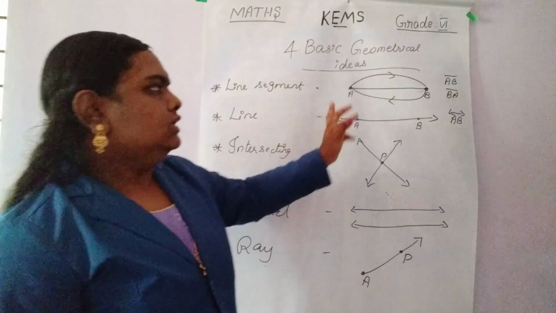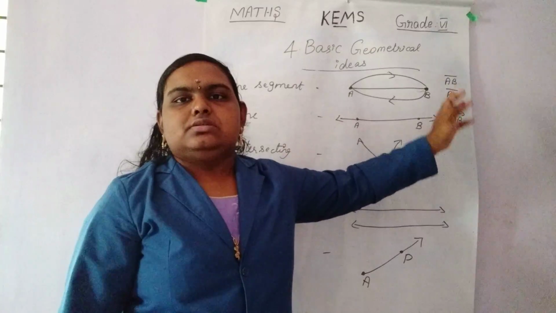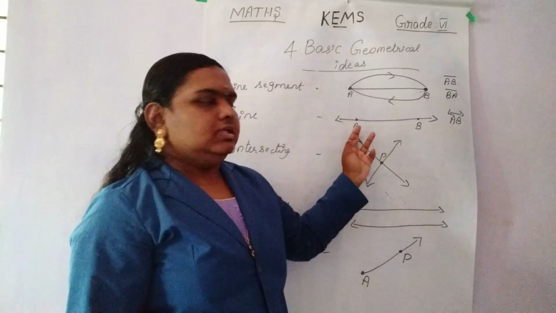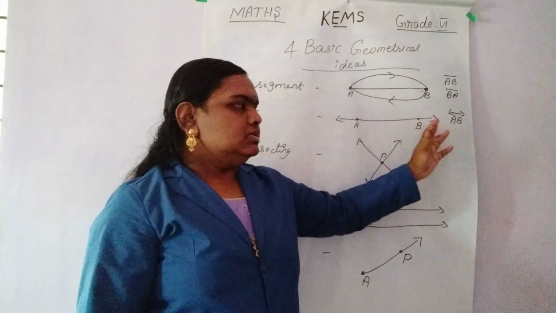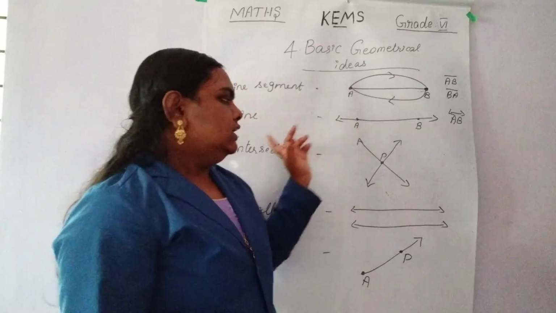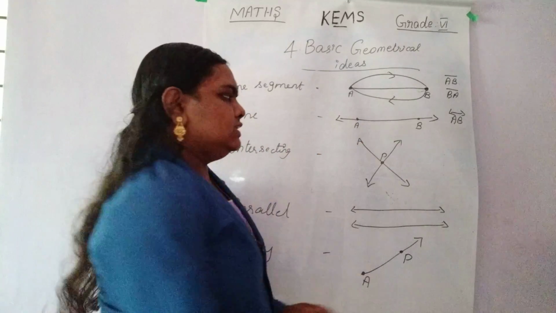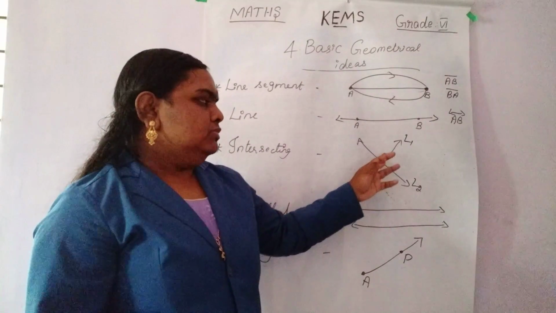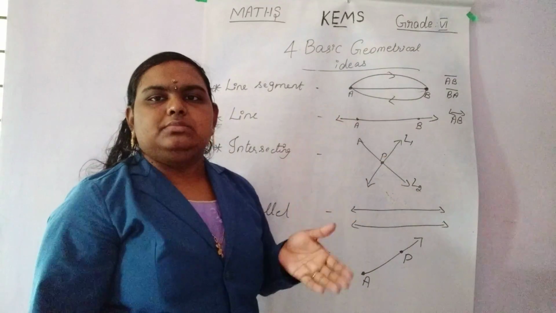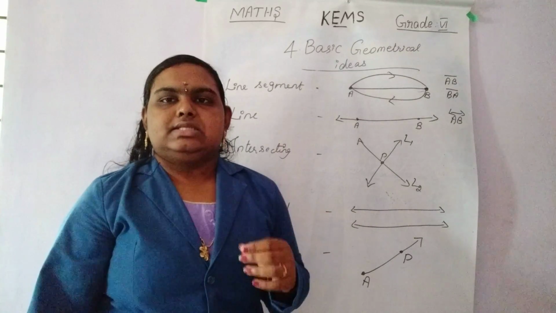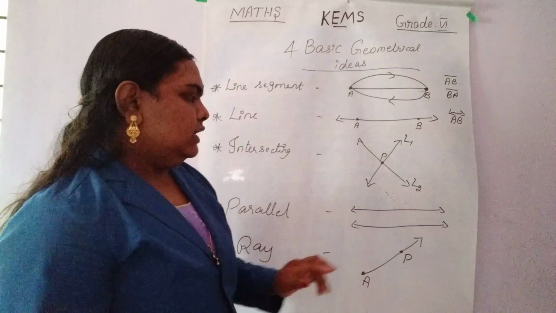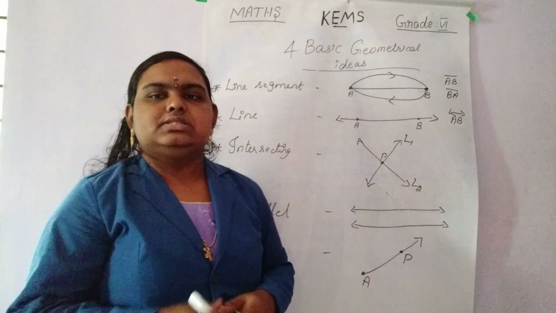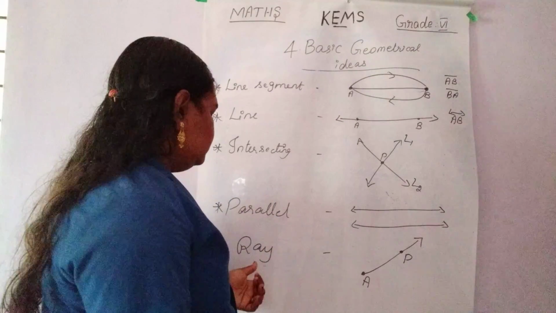A line segment cannot be extended on both sides. A line can continuously extend on both sides. Intersecting means if you are taking two lines, line 1 and line 2, that meet at one point, they are known as intersecting lines. Parallel lines are two lines that cannot meet at any point. Then a ray.